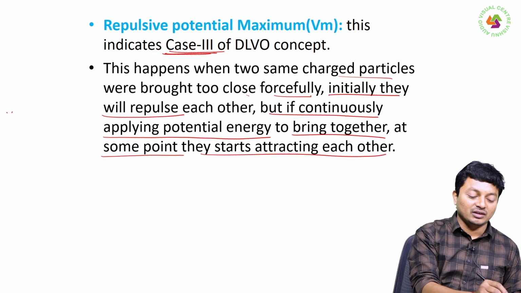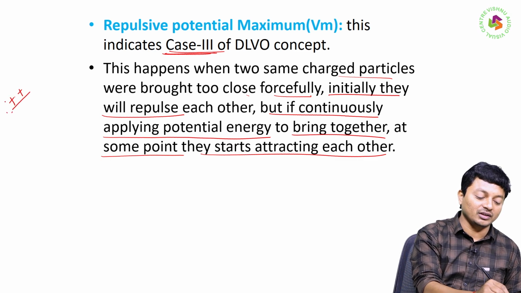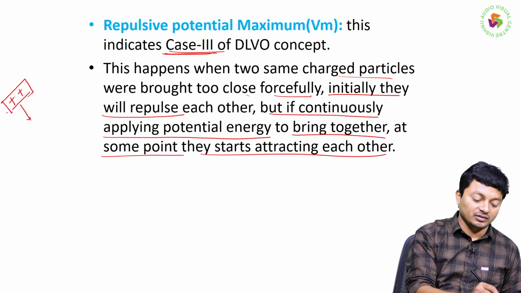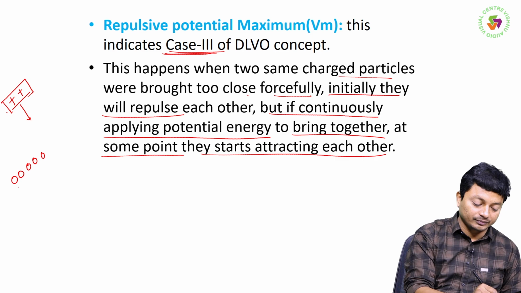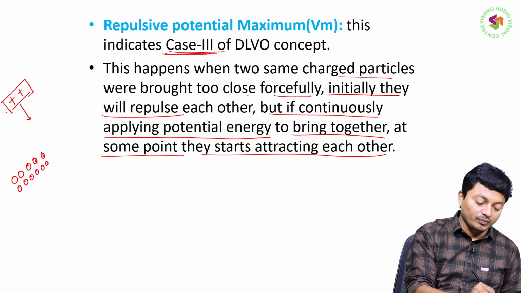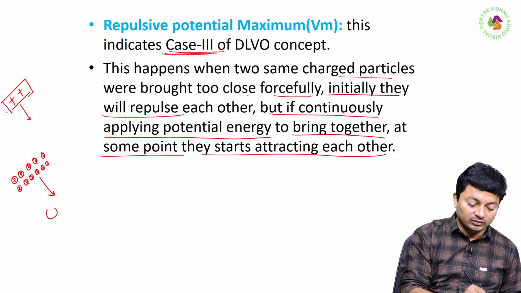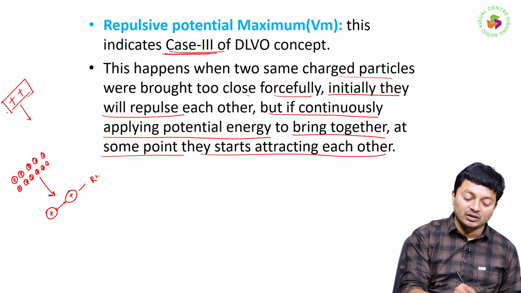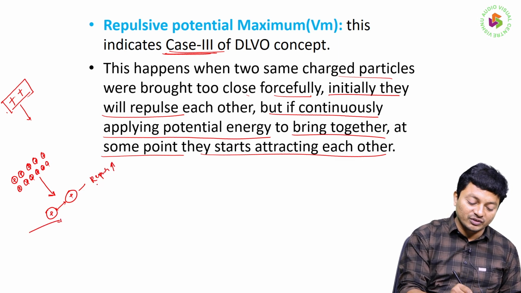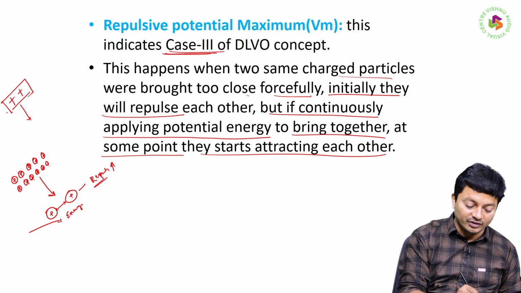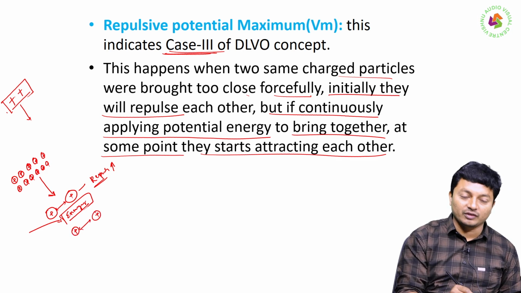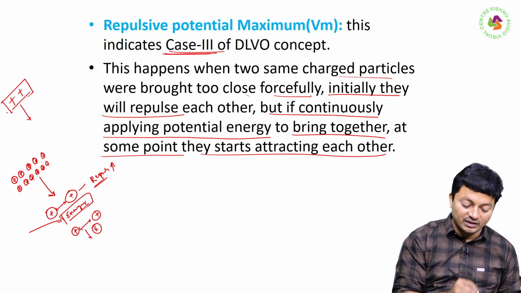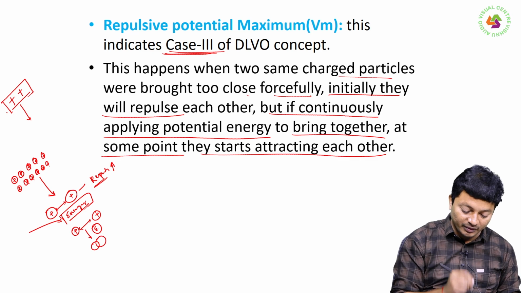Initially what happens, let us take here, these are two same charged particles. These are all positively charged particles, and we are bringing them close together. What happens now? Which force will be more? Repulsion force will be more. But to remove this repulsion force, what are we doing? We are adding energy. Again, initially they show repulsion, and if you continuously add the energy, then one day they will penetrate each other like this.